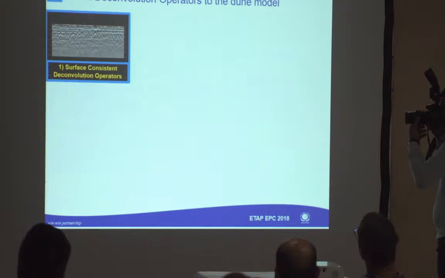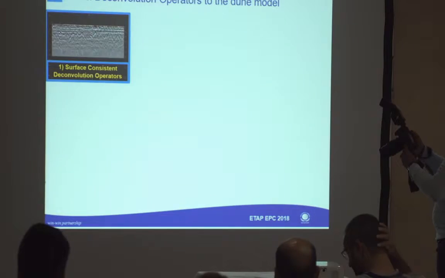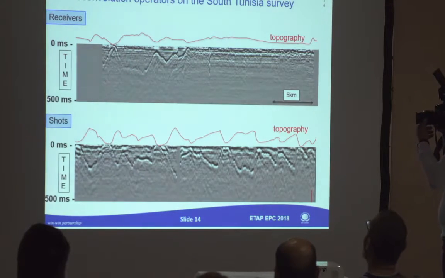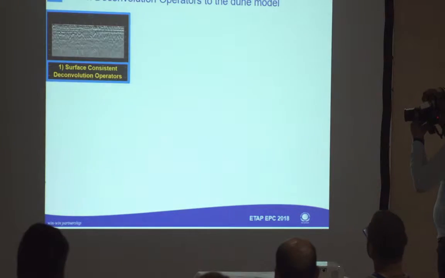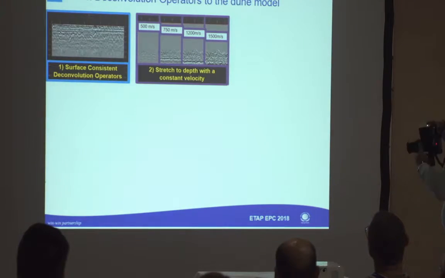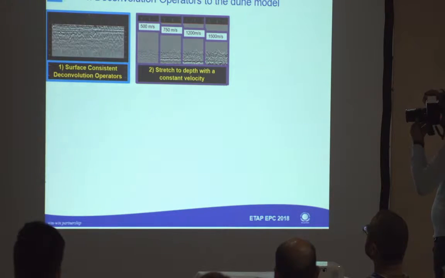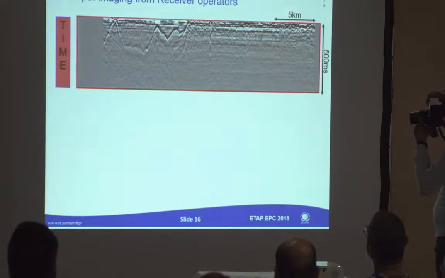Now, how to go to the depth? Because here, okay, we are happy, we are in time, it's a bit distorted, so how do you build a depth model of your base of dune? We're going to stretch to depth with a constant dune velocity. We're going to make an assumption in that case. I will explain how.